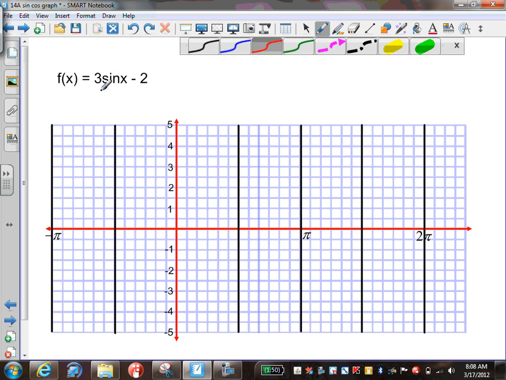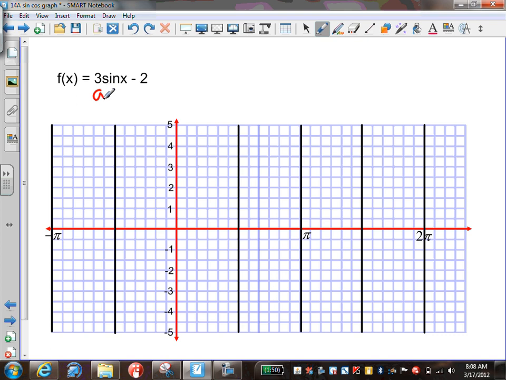Okay, so the a in front, the 3 in front is your a value, and that's your amplitude. And notice our negative 2 is the number by itself. That's our vertical displacement. Okay, so that's your d value, vertical displacement. So first identify what's what. Okay. Now, how do I do this?